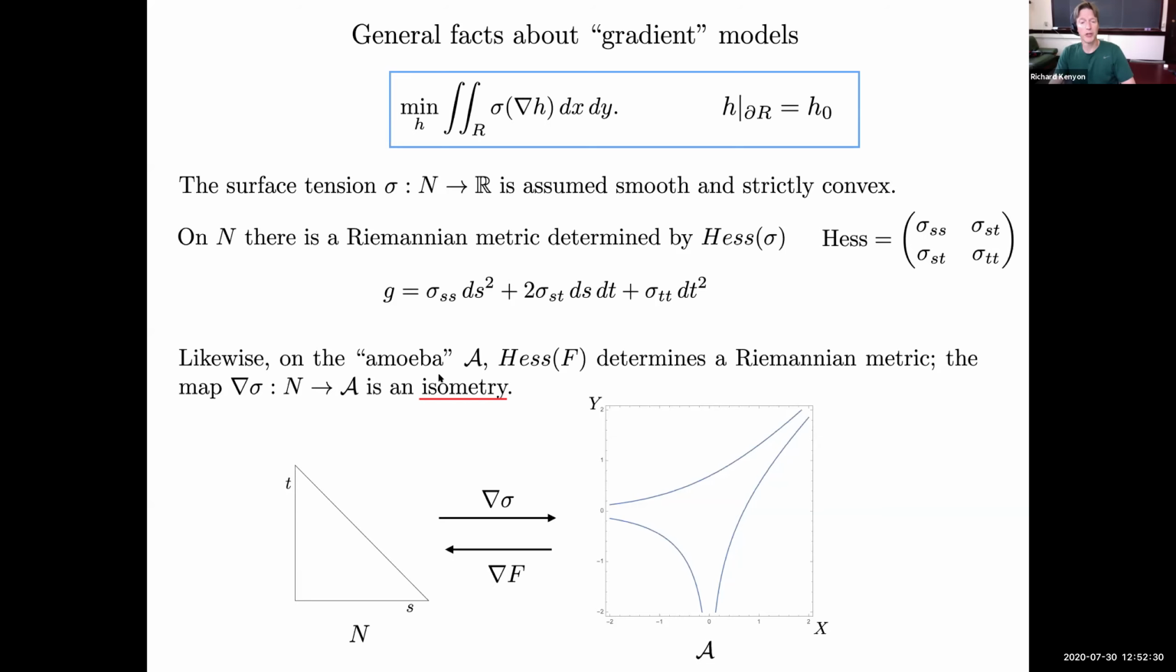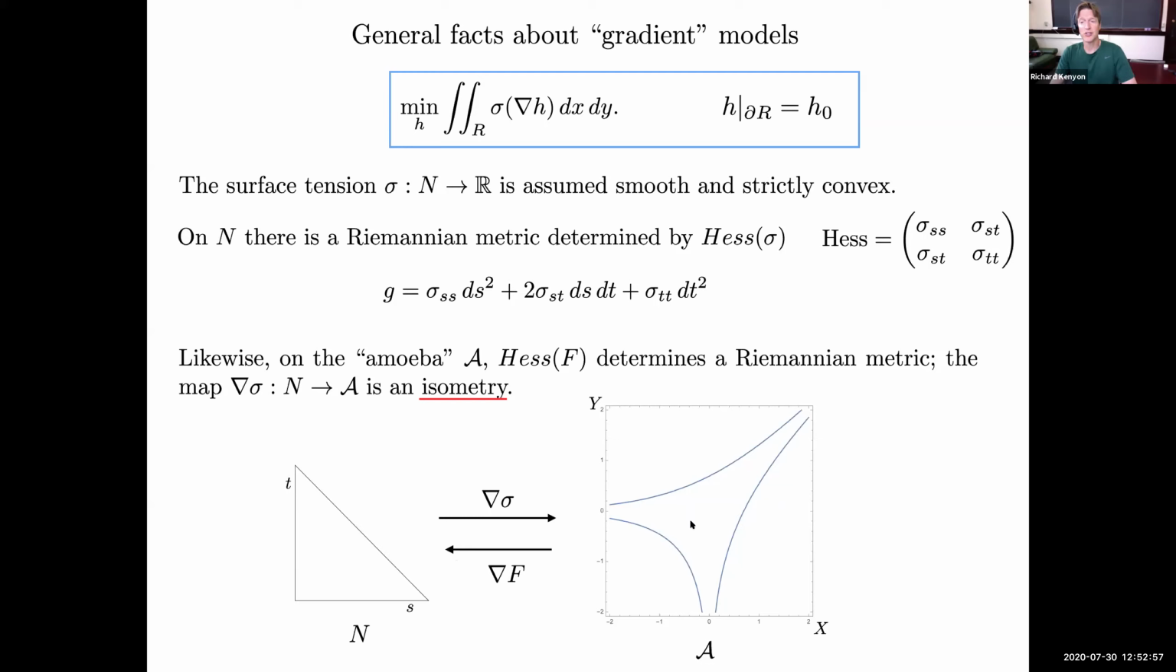But we can just define the amoeba in a more general setting to be just the image of n under the gradient of sigma. And likewise, the free energy F is a map which is defined on the xy plane, and its gradient goes the other way, so that it's the Legendre dual of the surface tension. So there's this interesting duality between these two sets.